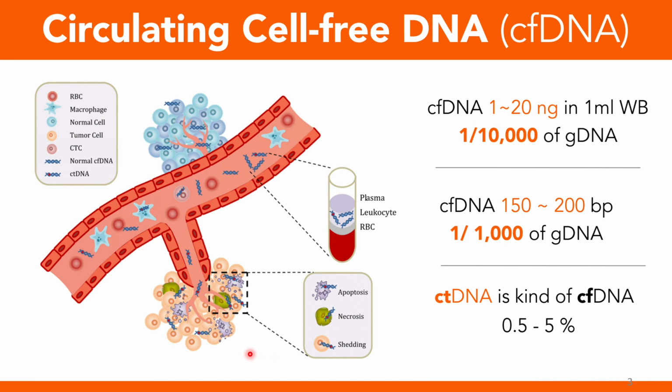And if there are some tumor cells inside of our body, the tumor cell itself will also undergo apoptosis or necrosis. The DNA inside of the tumor cell will also be released into our circulating system. So we call it ctDNA, circulating tumor DNA. ctDNA is also a kind of cfDNA, but it's only around 0.5 to 5% of cfDNA.